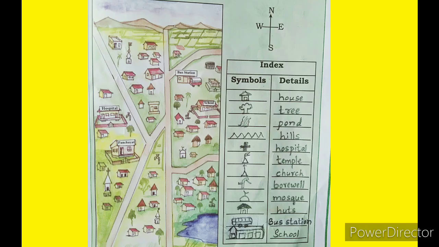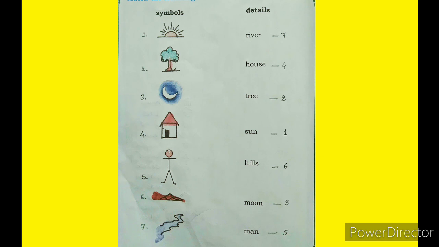There is an activity, a model map of a small village has been given here. Write the symbol and details related to the picture in the index with the help of your teachers or elders. So you can write it here, one side symbols and details of the symbols. So complete this activity, children. Next, match the following. So you can match the symbols with their details. So complete this activity, children.